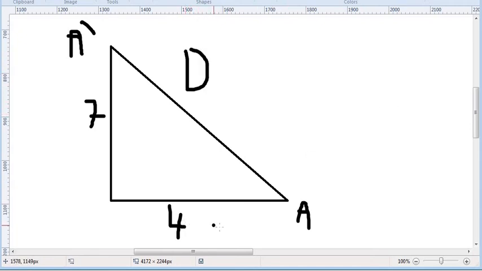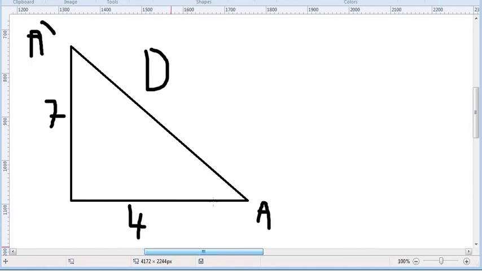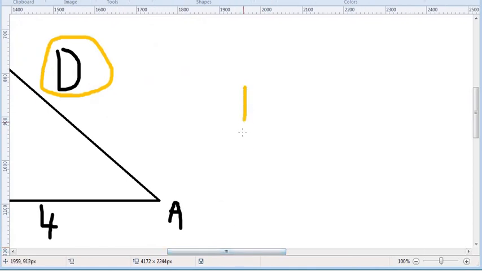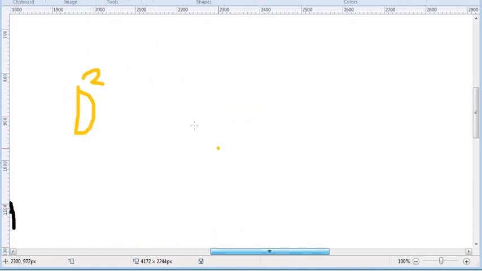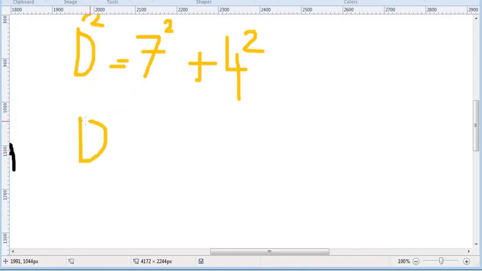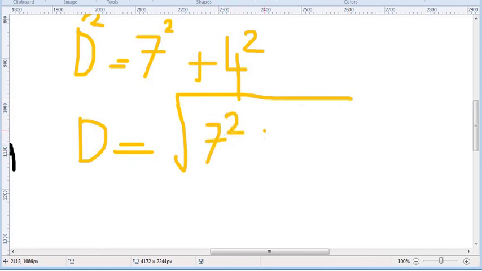So we can imagine this as a right-angled triangle with one of its sides equal to 7 and another equal to 4. And the side that we want, which is the distance, the segment connecting A dash and A, we're going to call that D. Let me do it in orange. All we got to do now is to apply the Pythagorean theorem, which states that D squared equals 7 power 2 plus 4 power 2. And that is the solution. If you want D, you're going to get the square root of 7 power 2 plus 4 power 2.